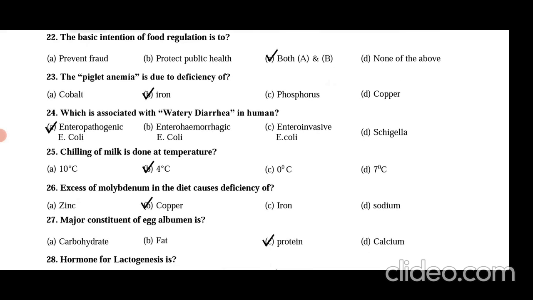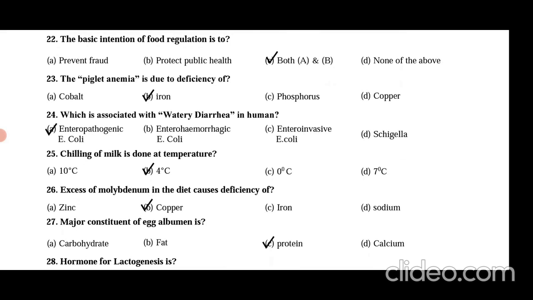The major constituent of egg albumin is protein. Egg albumin is protein, and egg yolk is lipids. The yellow part of the egg has the lipids, and the white part of the egg has the protein, which is the major constituent of albumin.